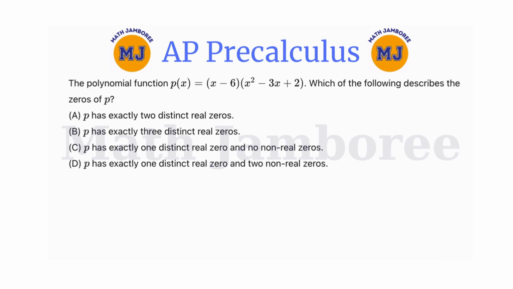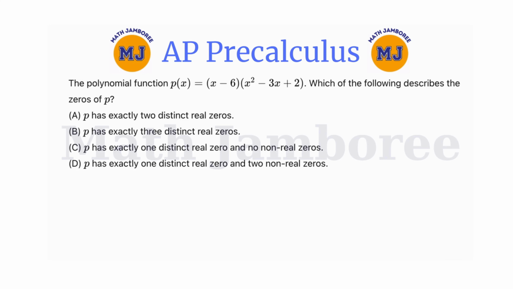In this video, we have another AP Precalculus type of question from the topic of polynomial functions and complex zeros. Let's solve it together. The polynomial function p of x equals (x minus 6) times (x squared minus 3x plus 2). Which of the following describes the zeros of p?